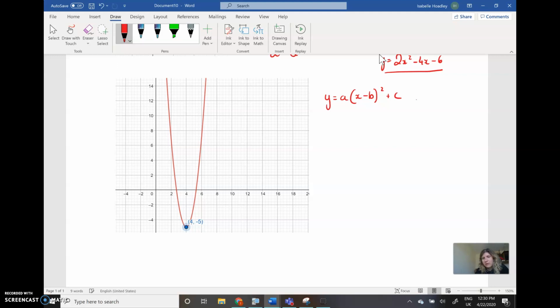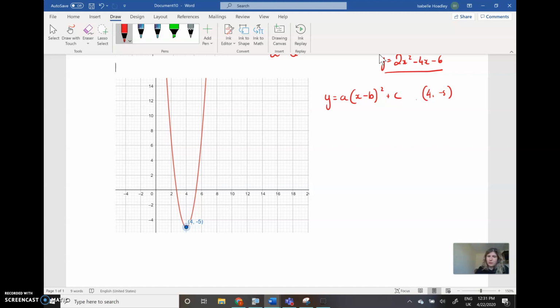And the difference between this and the intercept form is that we sub in the coordinates of the turning point instead of the coordinates of the intercept. So we know that we've got coordinates of 4, -5. Now again, whatever's in the brackets is the one that needs to change sign. So that c is going to stay as -5 because that's the up and down movement. Okay, you've moved 5 down.